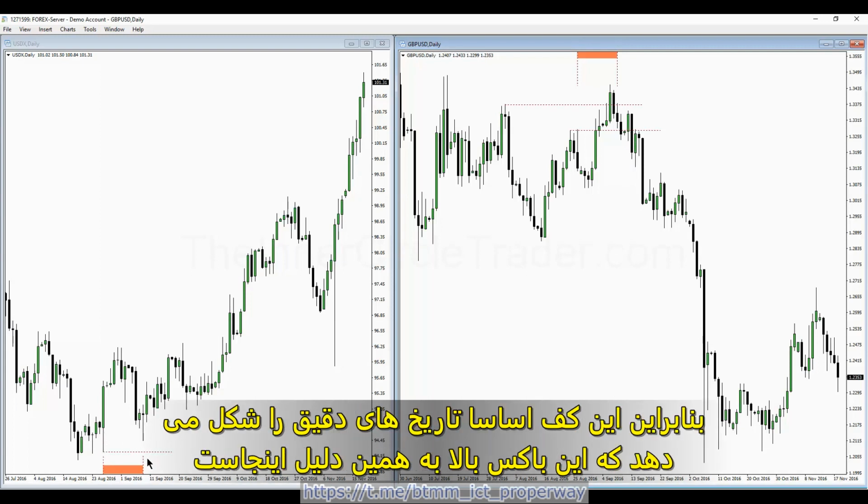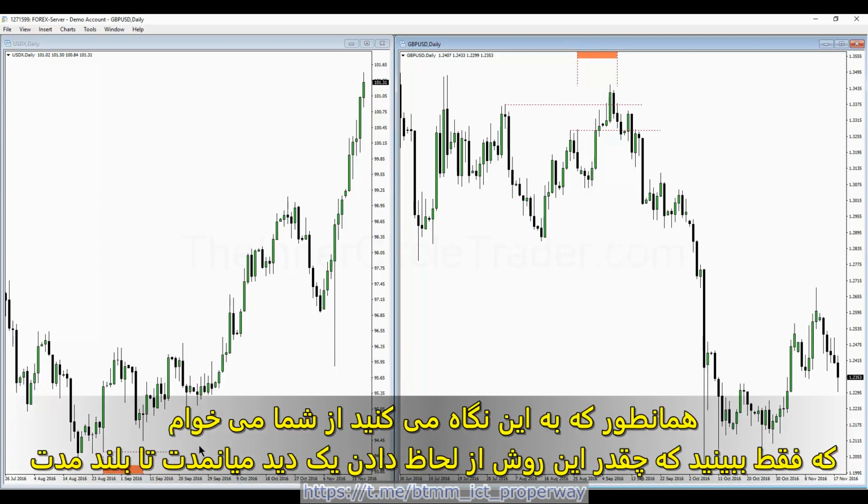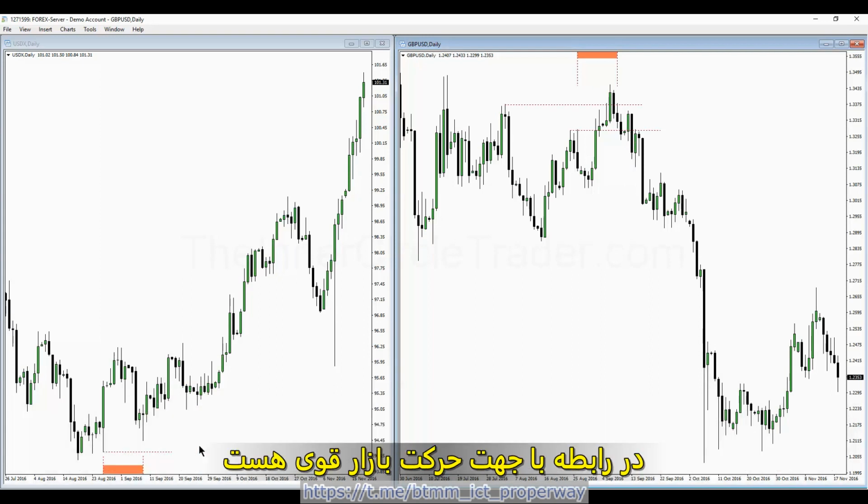So this low, and I basically framed the exact dates. That's why this box is up here. So it's not like a kill zone or anything like that. I'm just giving you a specific date range to look at sample size of price action. As you look at this, I want you to see just how strong it is in terms of giving us a long-term to intermediate-term perspective on what direction the market is going.